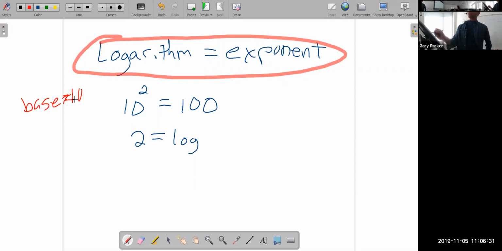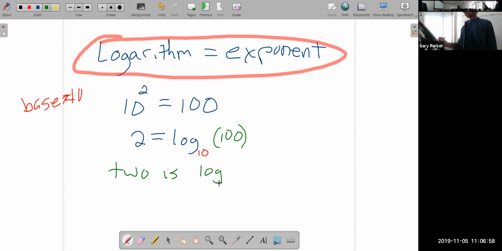So just like a power needs to have a base, a log needs to have a base, and that base gets written as a subscript by the log. And then next to the word log, we put a parenthesis, and we put the other number. So the only number missing here is the 100. So the 100 has to go in parentheses here. So the way I read this would be, 2 is log base 10 of 100. That is the way I would read that.